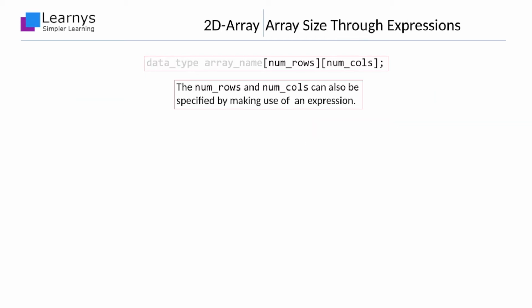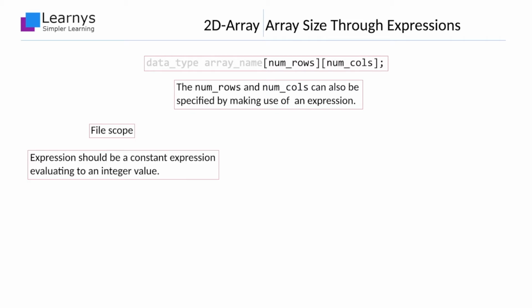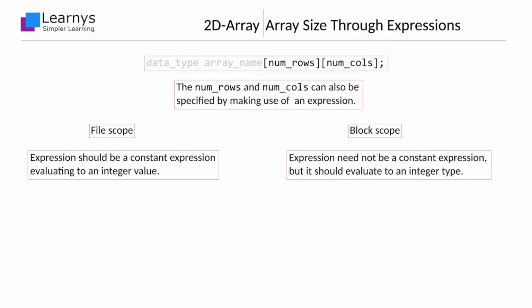Expressions can also be used in place of num rows and num cols, but the expression should evaluate to an integer. We already know that, irrespective of the context, the file scope allows only constant expressions, whereas a block scope allows non-constant expressions as well. Therefore, if you are using an expression to define any or both of the dimensions of the array in a file scope, the expression should be a constant expression evaluating to an integer value. On the other hand, if you are using expressions to define any or both of the array dimensions in a block scope, the expressions need not be constant expressions, but they should evaluate to an integer type.